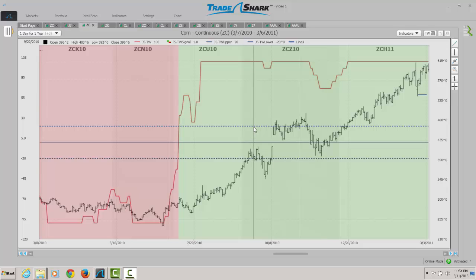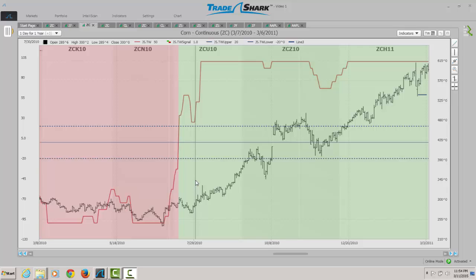So these dashed lines are at plus 20 and minus 20. And when the trend weight, indicated by the red line, goes above plus 20, you essentially have a buy. And when it goes below minus 20, you have a sell. If the trend weight is in between those two levels, you would be neutral, as we'll see in subsequent slides.